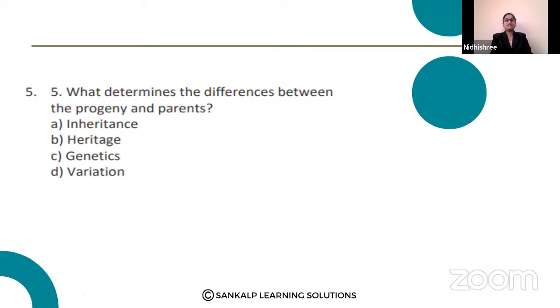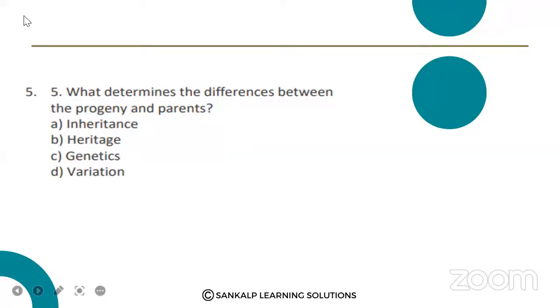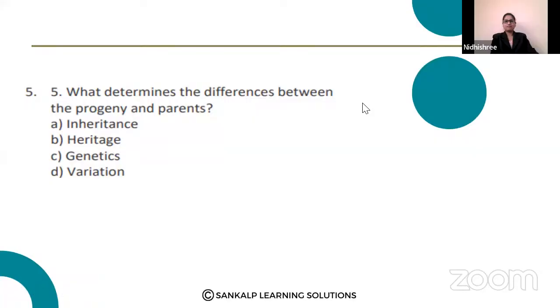What determines the differences between progeny and parents? Progeny ಮತ್ತೆ parents ನಡುವೆ ಯಾವ factor differences ಇರತ್ತೆ? Don't answer now until I read the options. Option A, inheritance. Option B, heritage. Option C, genetics. Option D, variation. Option D, variation, ma'am. Yuti, Kumar, Radha Kattimani, Kavita, Gayatri, Hemashri.